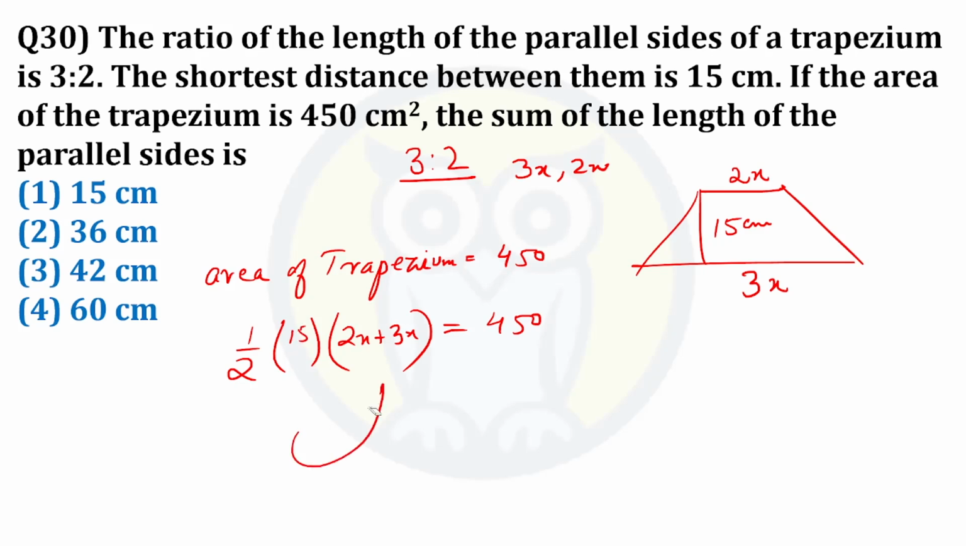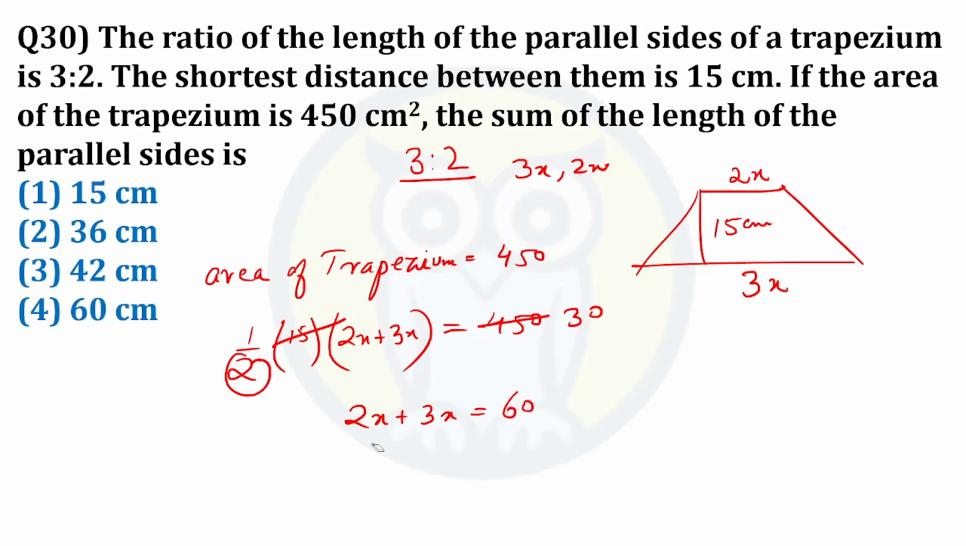Find out the value of x. The sum of the lengths, 15 cancels with 30, and we get 2. So 2x plus 3x is equal to 2 into 30, that is 60.